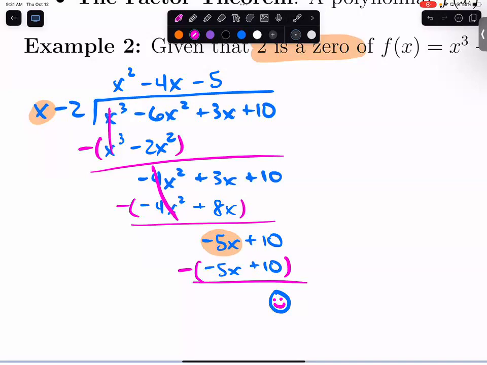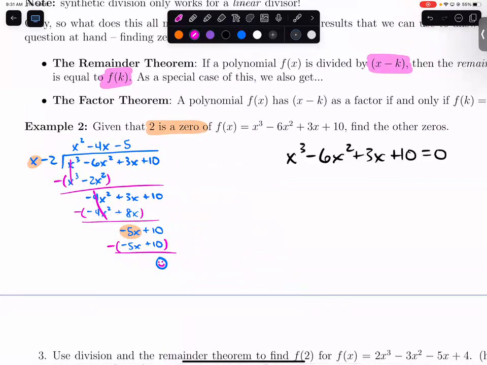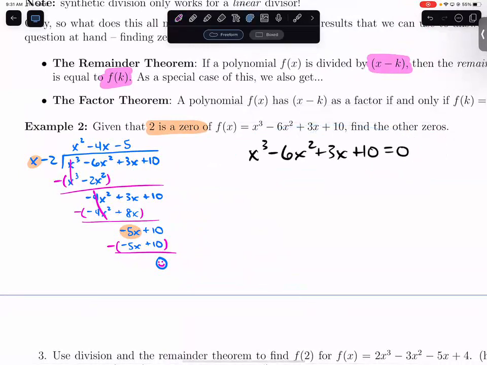What else does it tell us though? We're not done, right? We did the division. We got that the quotient is x squared minus 4x minus 5. What does that tell me about the thing I'm trying to do? We got one of the factors. One of the factors is x minus 2, because 2 is a 0, right? That's what the factor theorem means. What's the other factor? x squared minus 4x minus 5.